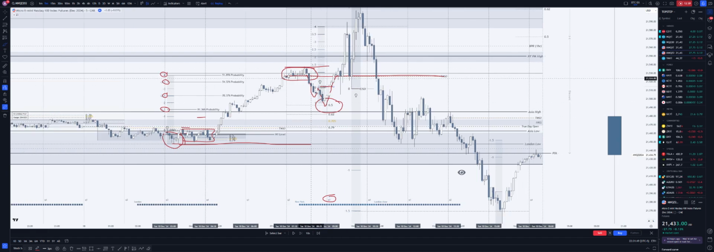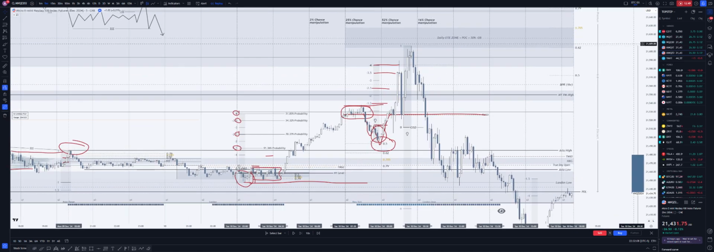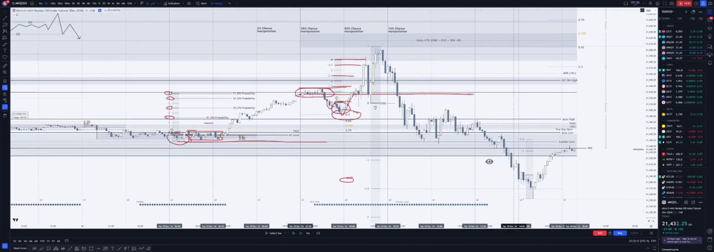So we can draw our standard deviations from this swing. And we have targets 1.5, 2.5, 3.5, and 4, if wanting to catch this continuation leg. We can also do our OTE from this low. It's getting a bit messy here now. This magnet here.